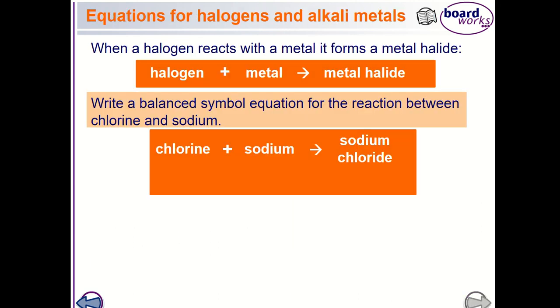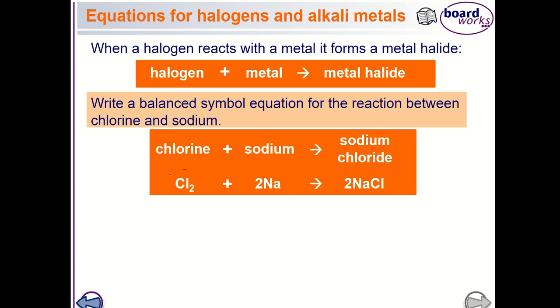Okay. Right, so we're going to write a few equations just for the metal and the non-metal now. We've done some equations with the metal and the metal. So write a balanced equation for the reaction between chlorine and sodium. So if you could just pause the video, write the balanced symbol equation for that, and then hit play again and just check your answer. So pause now.